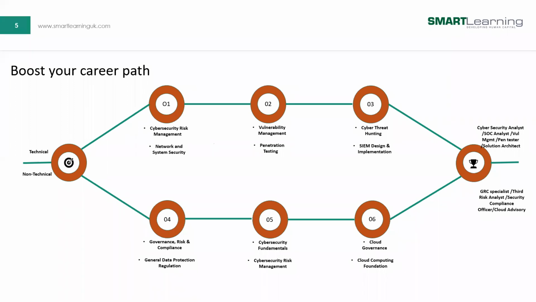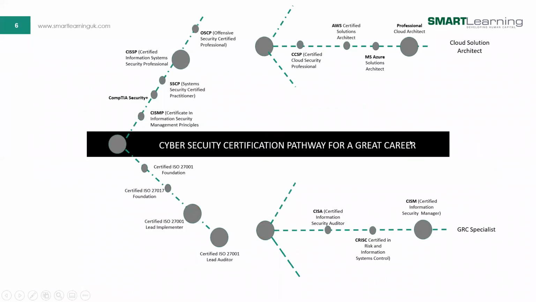All right, then this is where you can end up. You can either apply for a job as a GRC specialist, you can go into third party risk management, vendor management, a very, very interesting area. Anybody can do it. You can become a security compliance officer. As a matter of fact, you could also become a cloud advisor as well. These are all the possibilities. So everything that you see to my far right, where the trophy is, these are all the job titles that you can apply for. When you go through this route that we have channeled for you, you can become any of these.